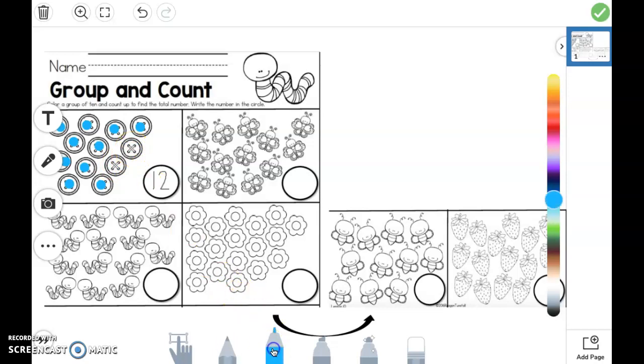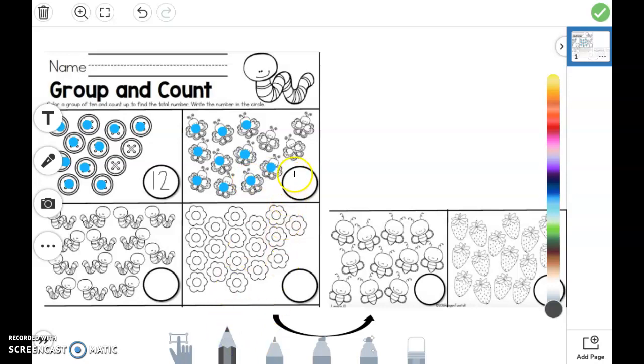I'm going to go back to my marker, make sure it's the same size, and I'm going to do that for the butterflies here. I'm going to find a group of 10 first and then count up to find the total number. 1, 2, 3, 4, 5, 6, 7, 8, 9, 10. So there's my group of 10.